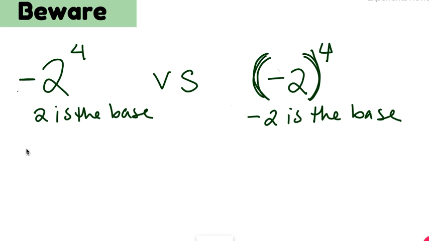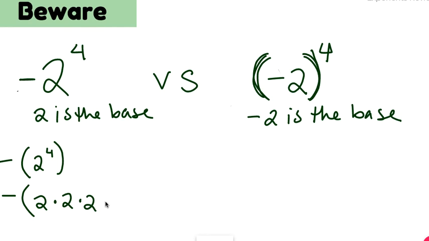So what's going to happen on the left-hand side? It's basically like this. That negative has nothing to do with the 2 to the fourth power. So what this is saying is 2 to the fourth power is its own little thing here. That negative has nothing to do with it. So my negative stays outside. I do my math in here, and I get negative 16 as my answer.